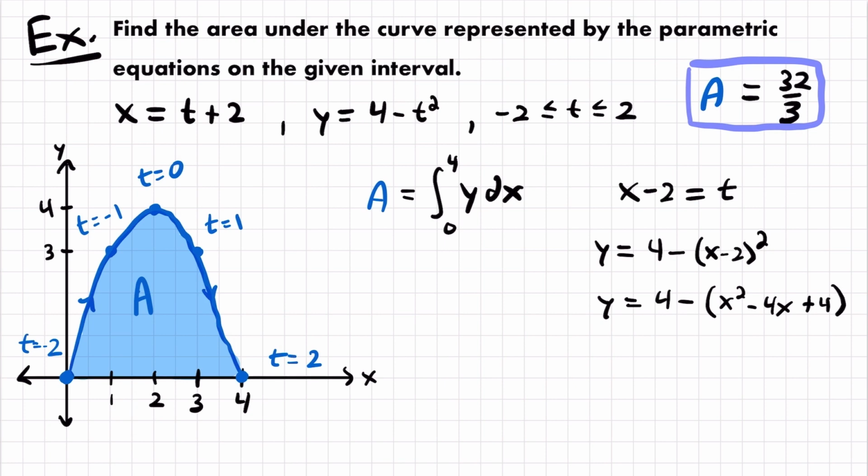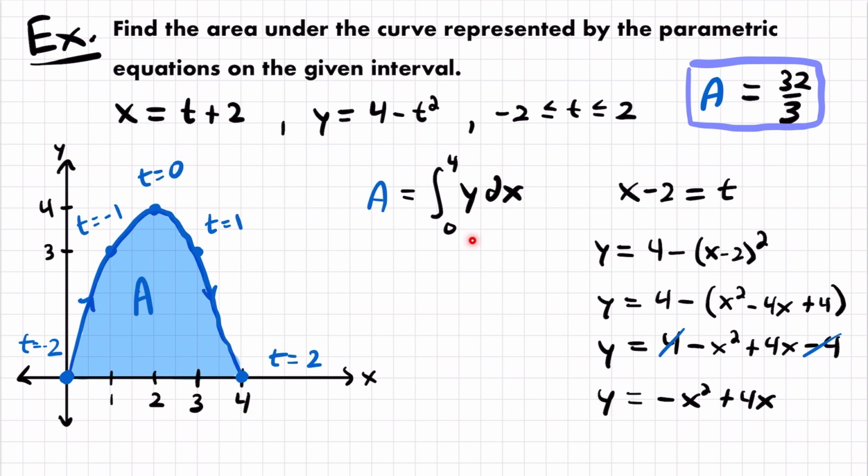All right, and then if we distribute this negative through this quantity, we'll find that y is equal to 4 minus x squared plus 4x minus 4. All right, and now we have a positive 4 and a negative 4 that will cancel out, right? 4 plus negative 4 is 0, and so y is equal to negative x squared plus 4x. All right, and so now we have a rectangular equation in terms of x and y that is solved for y that represents this curve.